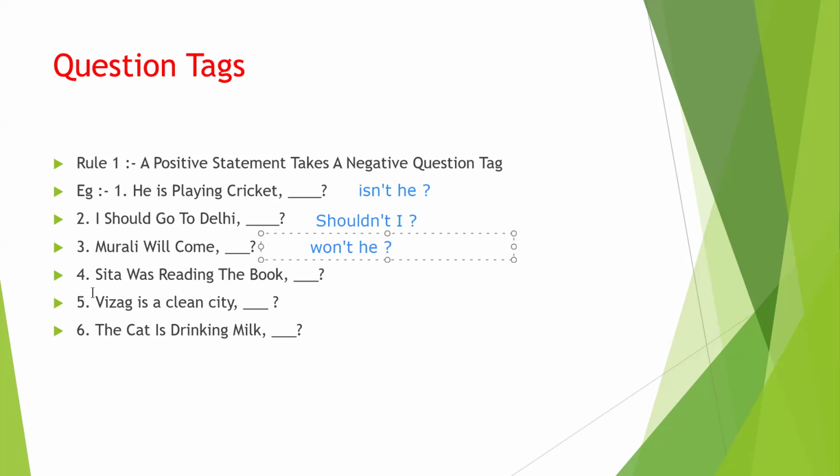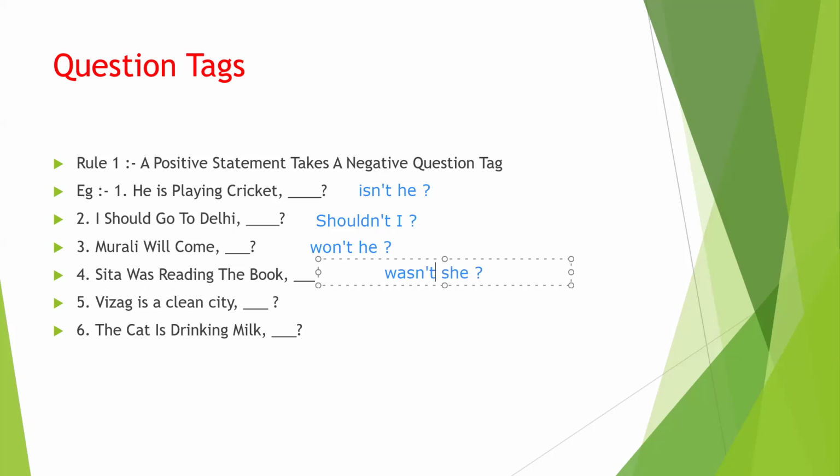Here is the solution for third one. Sita was reading the book. Here Sita is she. Now we can write she and end with question mark. Now let's see whether the sentence is positive or not. Sita was reading the book. There is no negative, so the statement is positive. Here the helping verb is was. Was plus not equal to wasn't.